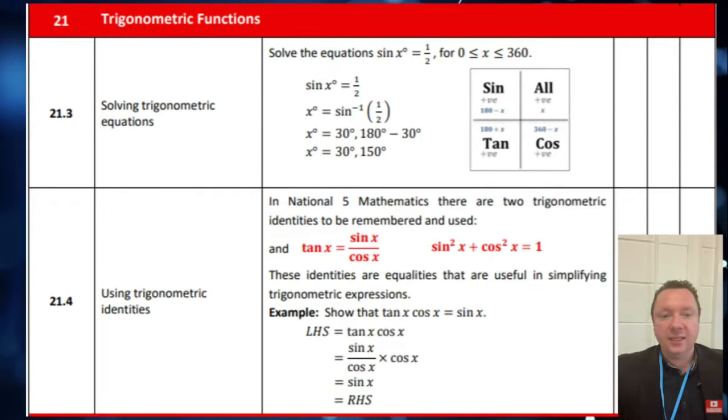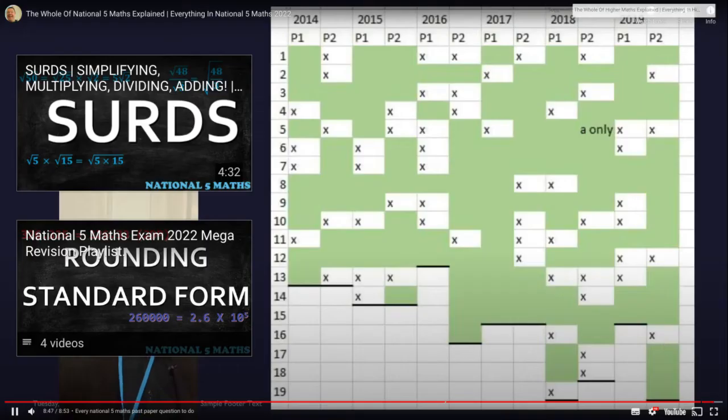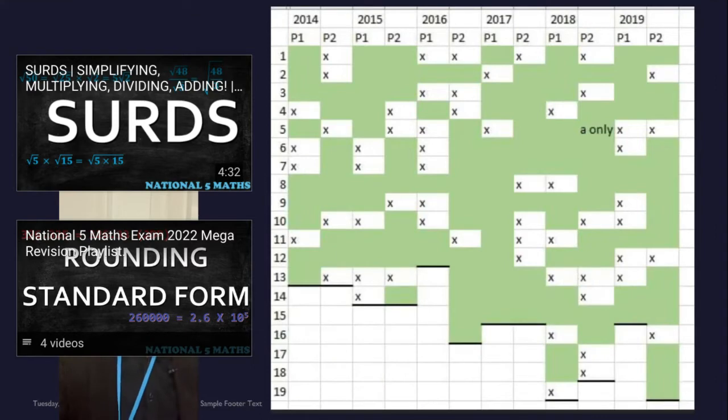And with stats, again, the SQA said that comparing data using interquartile ranges is out, but you can still be asked to find the interquartile range. So I've left that in, and also mean and standard deviation is there as well. One last bonus. Here is an analysis of all the National 5 past papers from 2014. Everything in green you can do, anything crossed out you don't have to do, it's not in this year's exam.